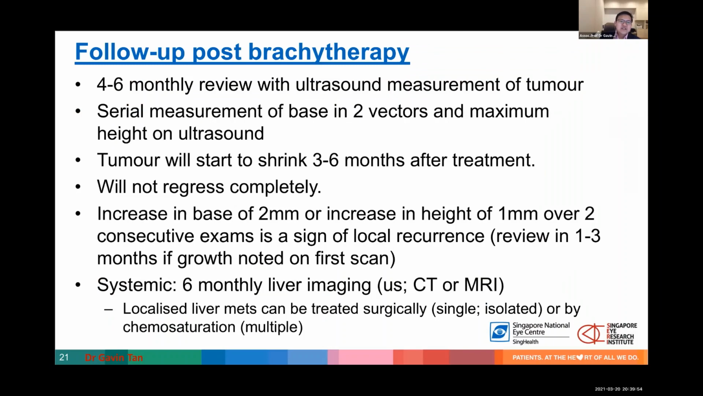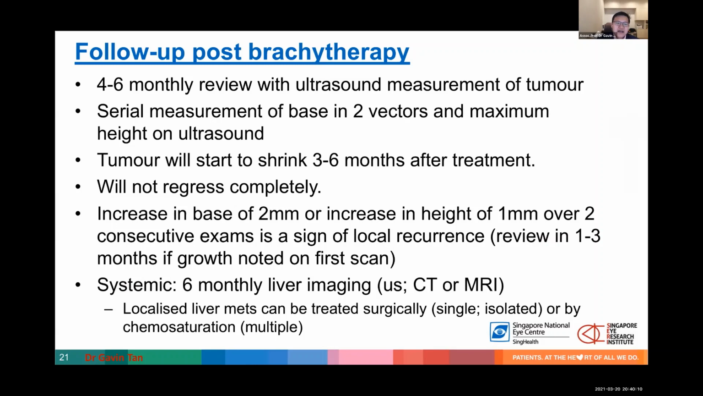So the follow-up post-brachytherapy is also a very important part of the management. In our own practice, we review them on a 4 to 6 monthly basis to perform serial measurements and look for changes in the tumor, in particular looking for local recurrence. We do normally expect the tumors not to shrink straight away.